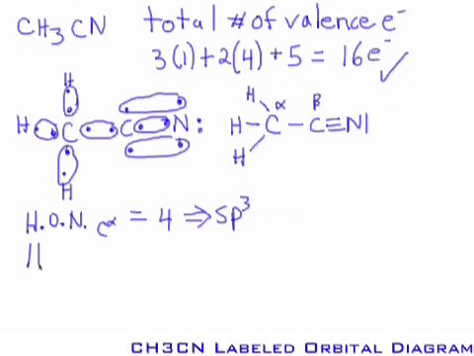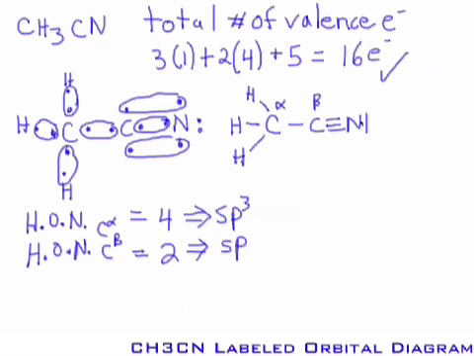H.O.N. for carbon beta equals what? Well, we've got a carbon atom attached to it and a nitrogen. It's 2. Notice I didn't count bonds. I counted atoms. There's a carbon and a nitrogen attached to it, so it's sp.